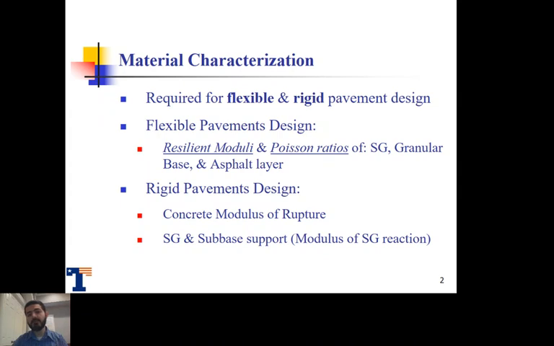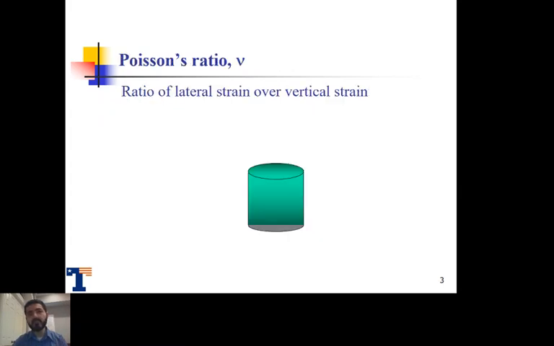When it comes to the rigid pavement design, we are going to be looking into getting the concrete modulus of rupture, as well as the subgrade and the subbase support modulus, which sometimes we call modulus of subgrade reaction, with the K value. So let's start with some of the basic parameters that we got to know even from physics, which is Poisson's ratio.